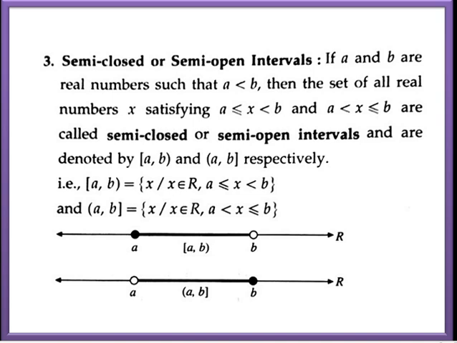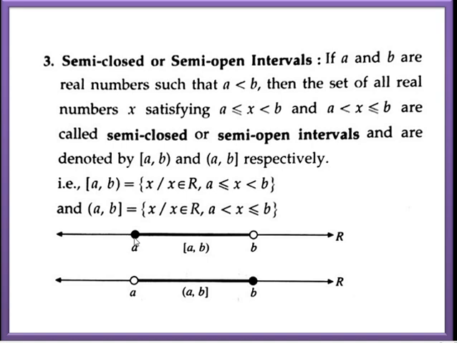Semi-closed or semi-open intervals. If A and B are real numbers such that A less than B, then the set of all real numbers x satisfying A less than or equal to x less than B, and A less than x less than or equal to B, are called semi-closed, or you can call them semi-open intervals, and are denoted using these symbols. Clearly here A belongs but B does not belong. Here A does not belong but B does belong. This is how we can define them, and this is the representation of semi-closed, that is semi-open interval on number line.